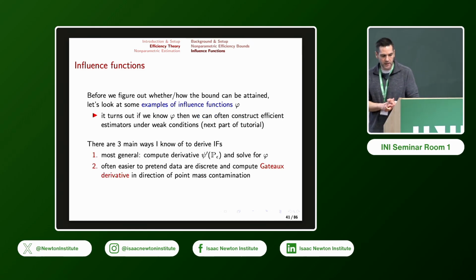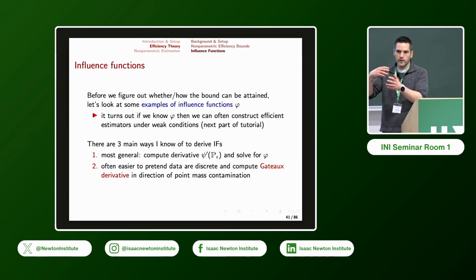And so here I just want to talk a bit about how to derive that function phi in the expansion, like how to show that this expansion holds. There are a few different ways I know of for deriving influence functions. The first way is to use this pathwise differentiability expression, which says that a derivative of the functional is equal to some inner product.